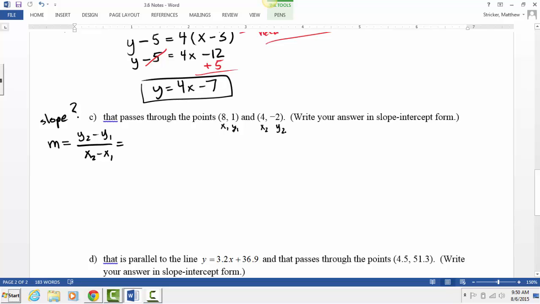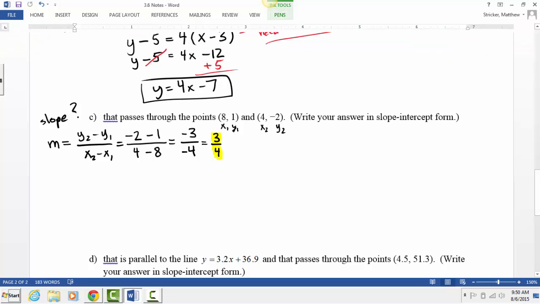So when I plug in that information, y2 minus y1 is negative 2 minus 1. Remember to be careful with your signs here. And then x2 minus x1 is 4 minus 8. Simplifying, we have negative 3 on the top, negative 4 on the bottom, which simplifies to a positive 3 over 4 because a negative divided by a negative is a positive. So we're going to need that.